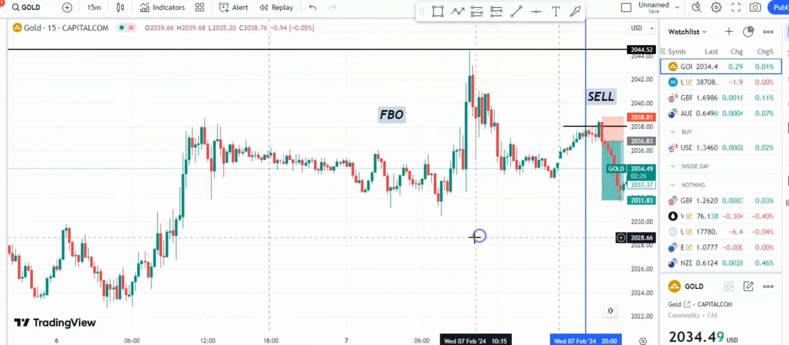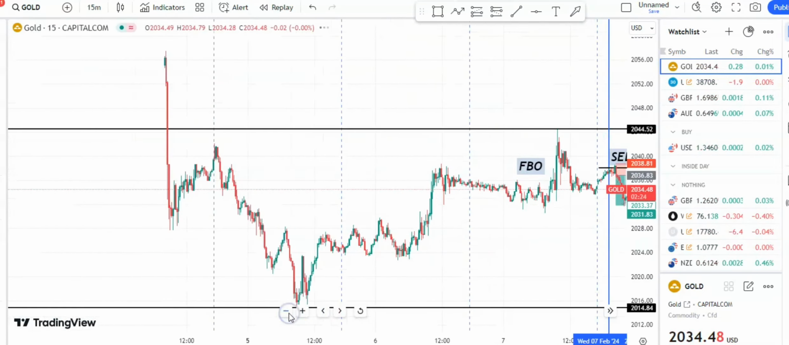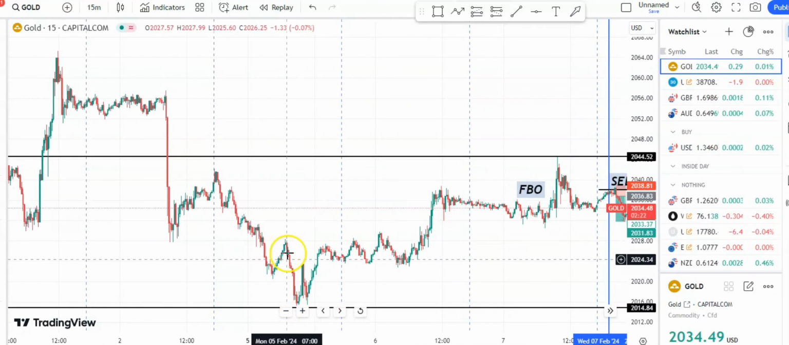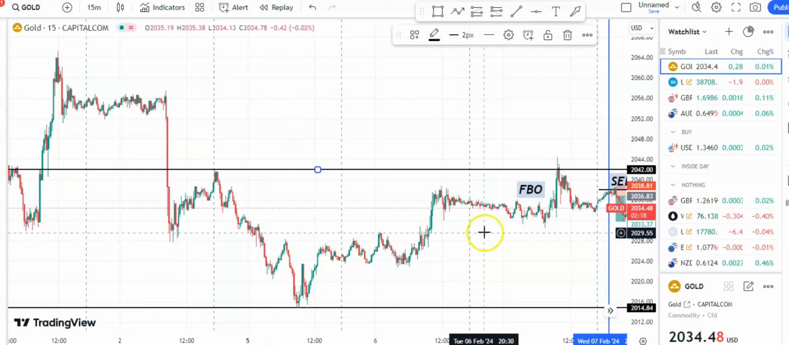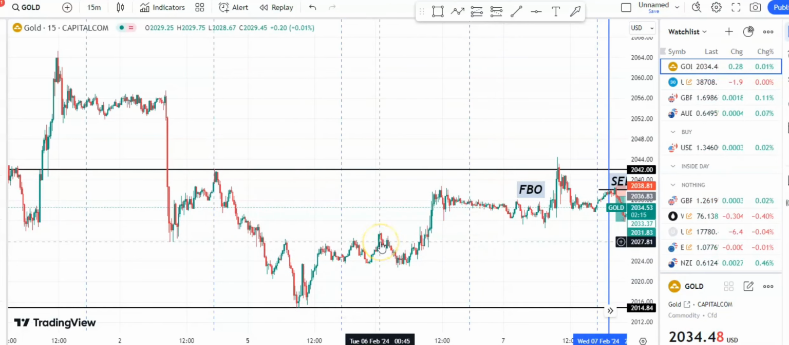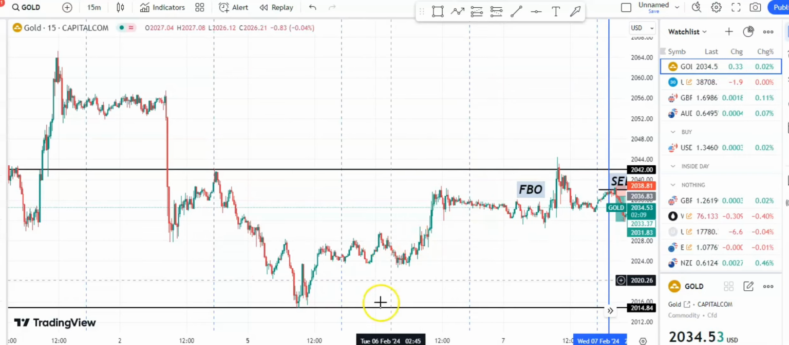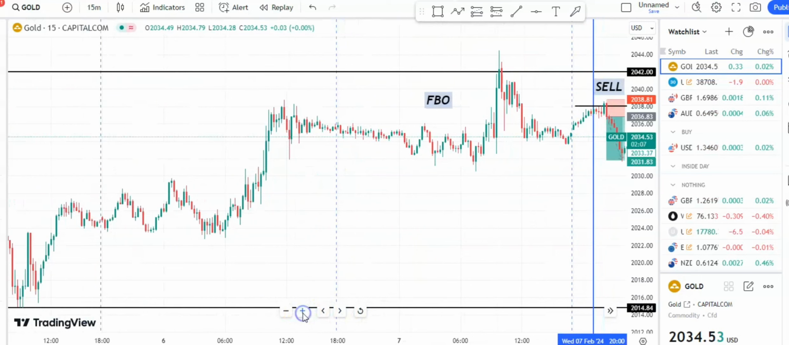Let's use this trade. We have Monday setting the high and the low of the week. And then on Tuesday, we have nothing. So the first step is just knowing where the high and the low of the week is. And then on Wednesday, I am looking for a breakout.